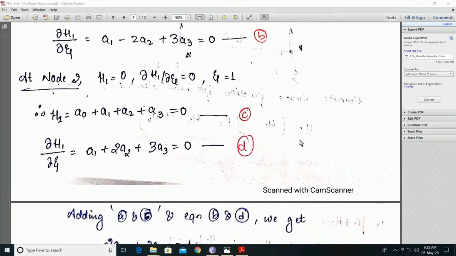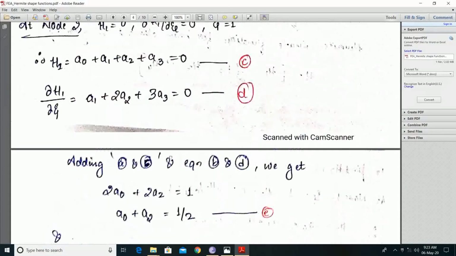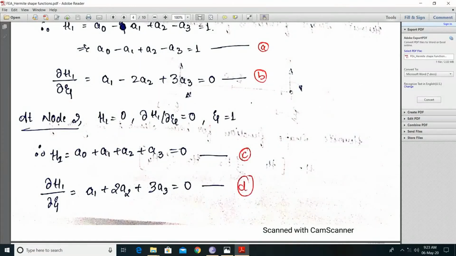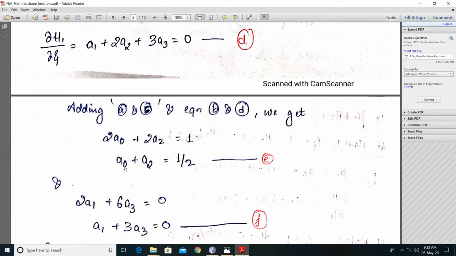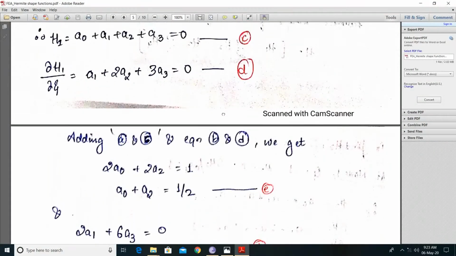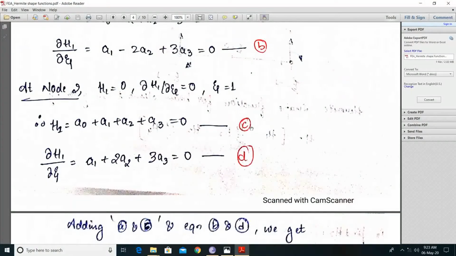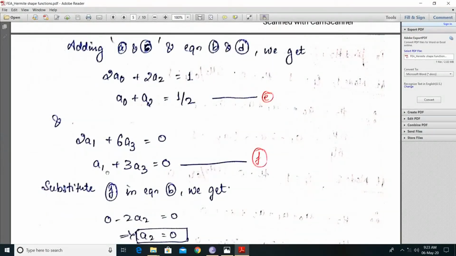When you add equations A and C, you will be getting 2a0, a1 will get cancelled out, plus 2a2, a3 will get cancelled out, equal to 1. That's what you are getting here. So you'll be getting a0 plus a2 equal to 1 by 2. Let me call this equation E. Now add equations B and D. When you add equations B and D, you will be getting the expression a1 plus 3a3 equal to 0. Let me call this equation F.